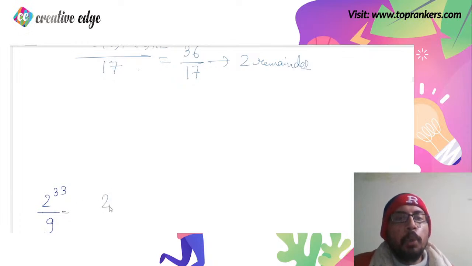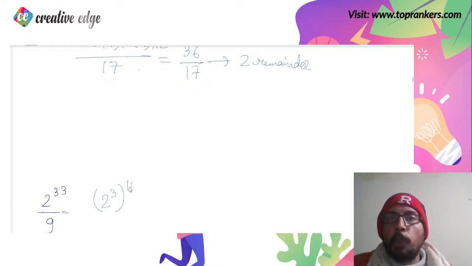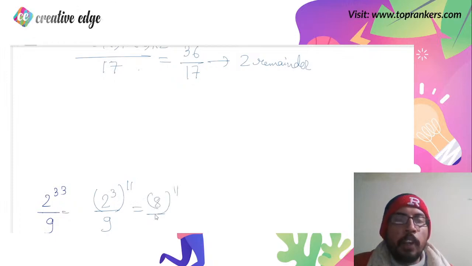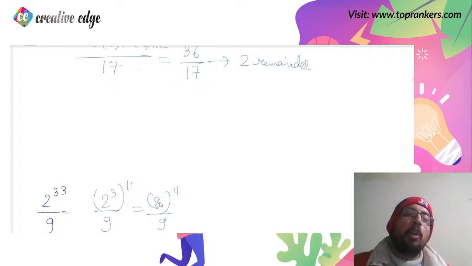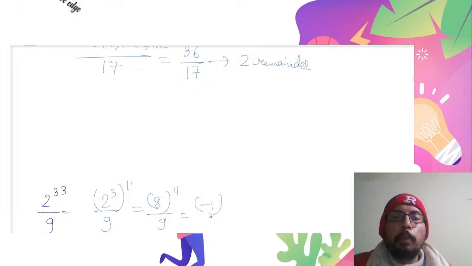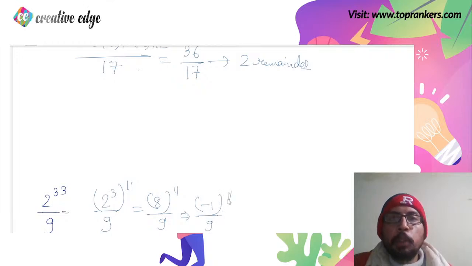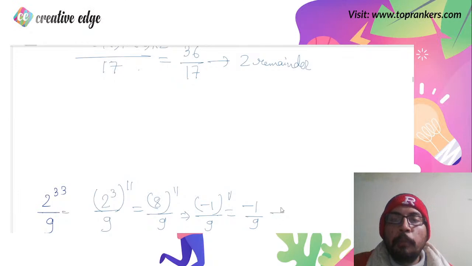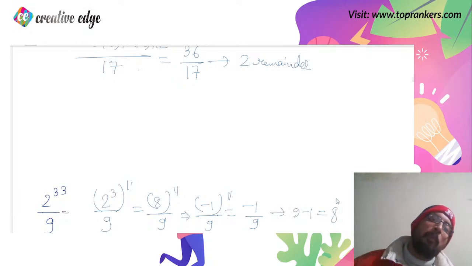So what we will do, 2 to the power 3 whole power 11. 33 can be written as 3 into 11, and divide by 9. So 2 to the power 3 is 8, 8 to the power 11 upon 9. So I have made the difference between numerator and denominator to be 1. This 8 is 1 less than your denominator. So I will be writing minus 1 to the power 11 upon 9. So minus 1 to the power 11 is going to be minus 1 upon 9. Again I would ask you, will my remainder be minus 1? Obviously no, it is going to be 9 minus 1, that is 8. 8 is my remainder in this case.